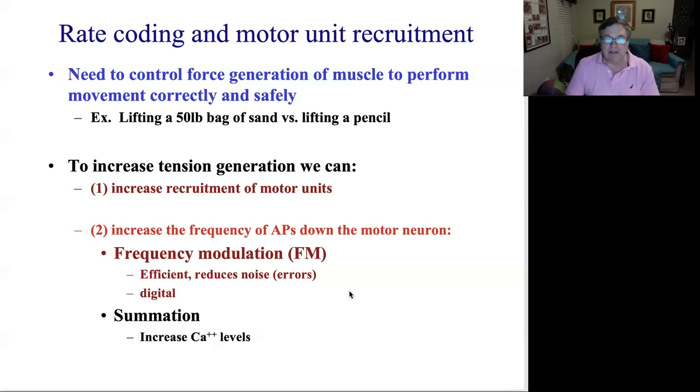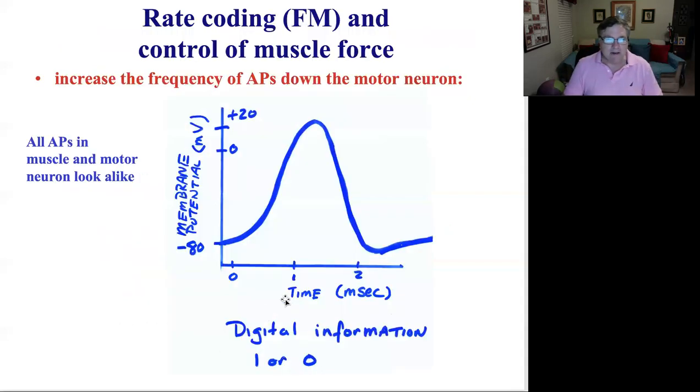So as the frequency of action potentials increases, and as the recruitment of motor units increases, we can increase the amount of force that the muscle is producing. The mechanism is called summation. That summation is of calcium levels. The greater the frequency of action potentials, the more calcium that's in the cell, partly because we're limited by the amount of calcium we can pump back into the sarcoplasmic reticulum. So the faster the action potentials, the more the calcium builds up and piles up inside the sarcoplasm.